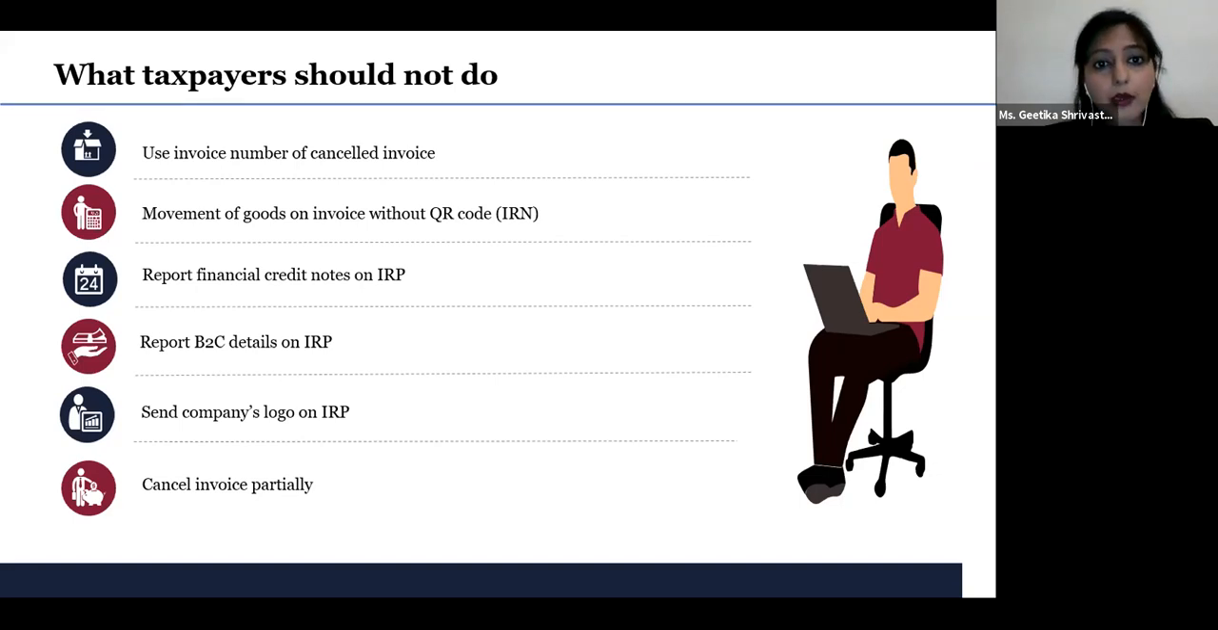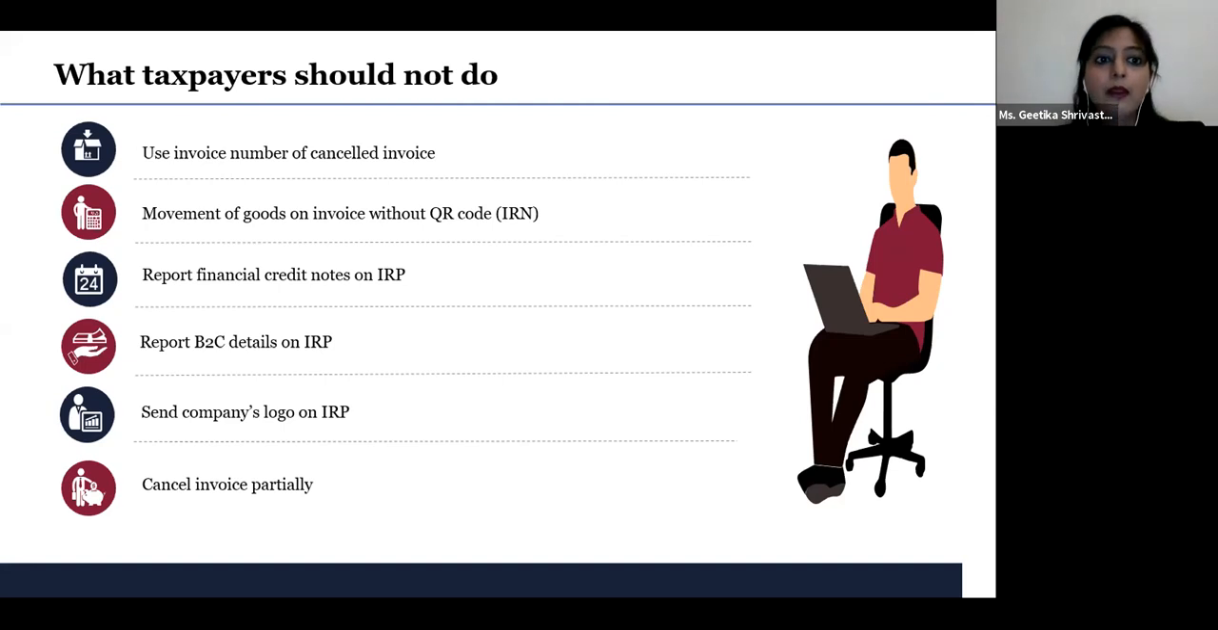Second point is very important. None of your goods can move without an invoice that has a QR code, because you might face problems at the check post where goods are in movement. There are officers who keep checking the documentation, and then the penal provisions would follow. So ensure that any goods moving under the cover of an invoice, the invoice has the QR code.